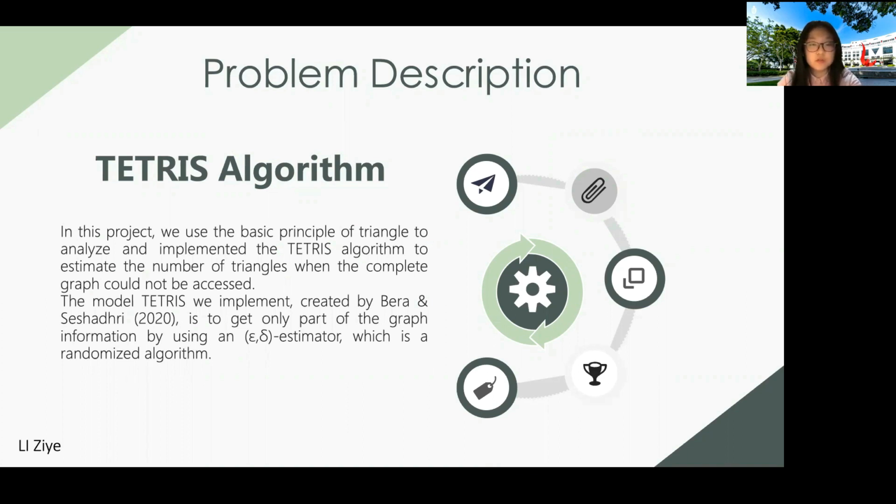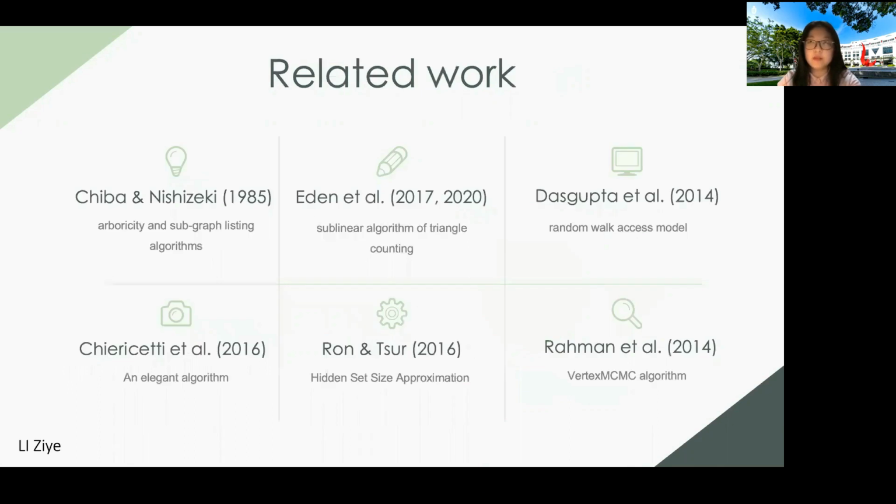The method we use, created by Barrow and Sacchetti, 2020, is to get only part of the graph information by using an epsilon delta estimator, which is a randomized algorithm. And for related work, at present, many triangle counting algorithms are based on arboricity and subgraph listing algorithms of Chiba and Nishizaki, 1985. We draw on some of the concepts about the random walk from this.